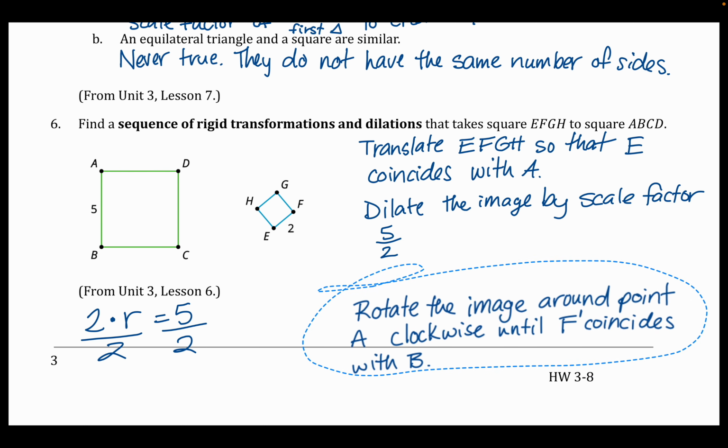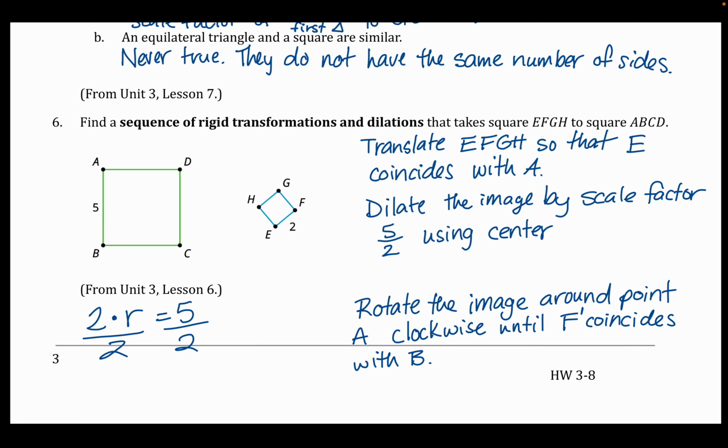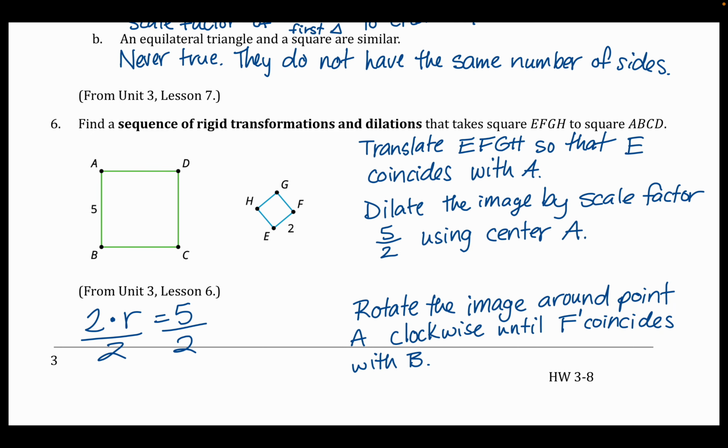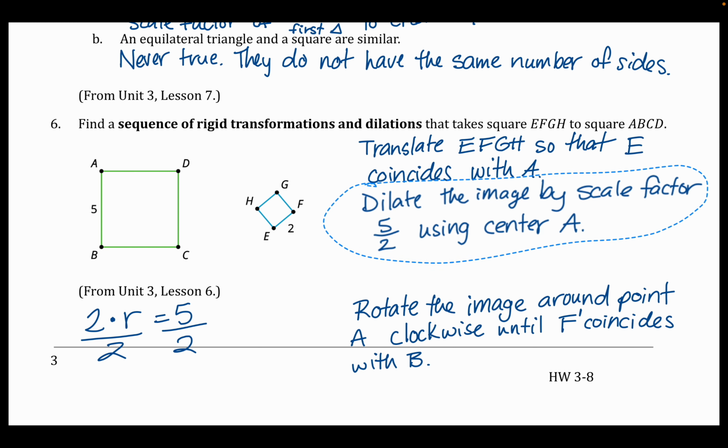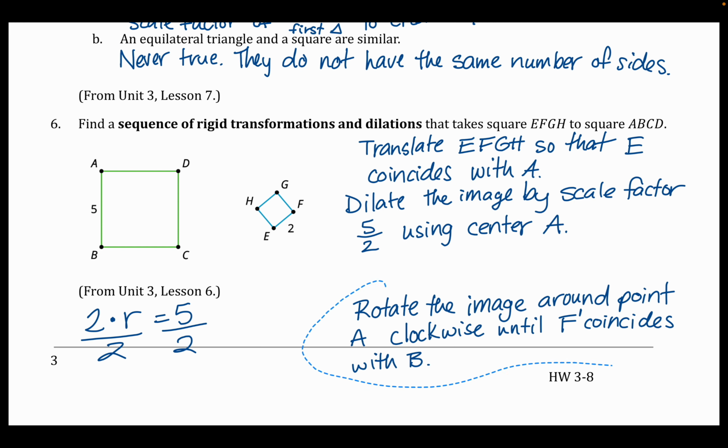I'm sorry if you were writing this down with me as I was doing it, but hopefully you're using pencil. Dilate the image by scale factor 5 over 2 using center E, or center A. You know what? Let's use A. That's going to be more accurate. Teachers make mistakes too, so sorry if you were writing that down.